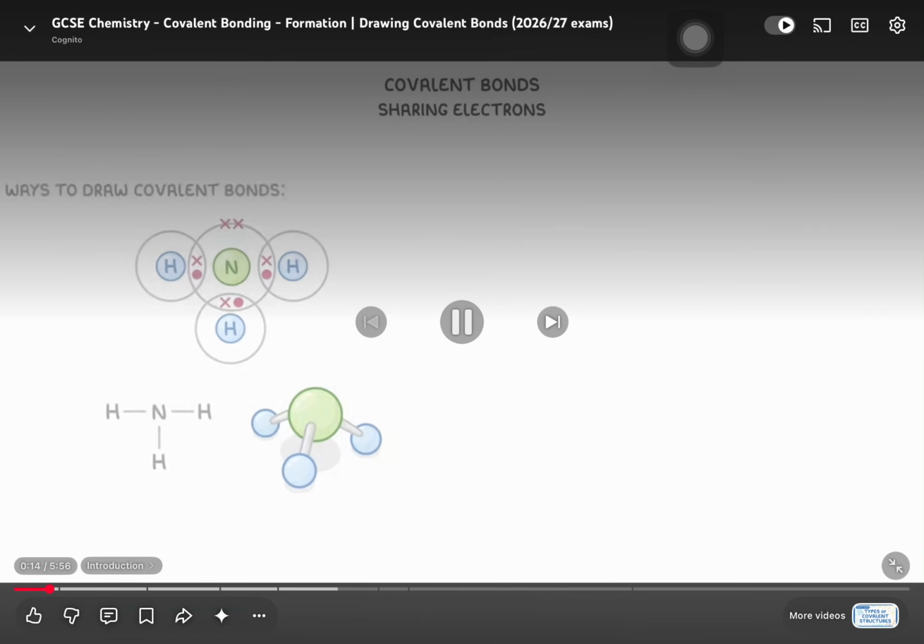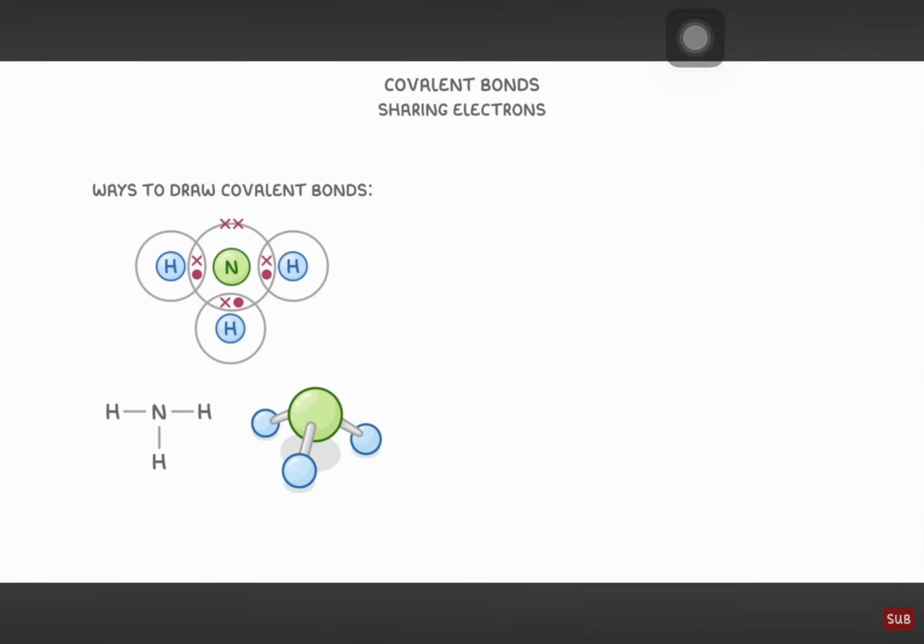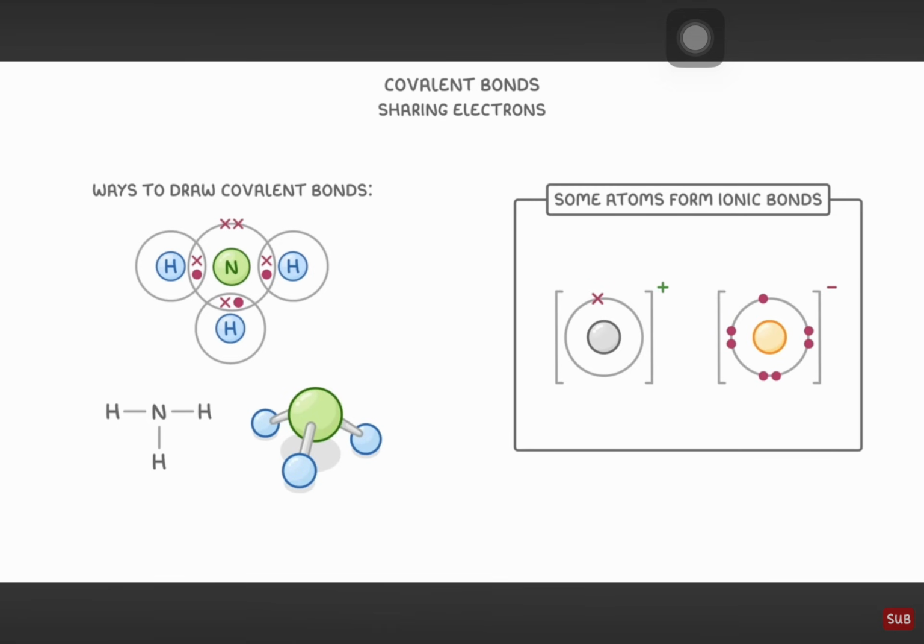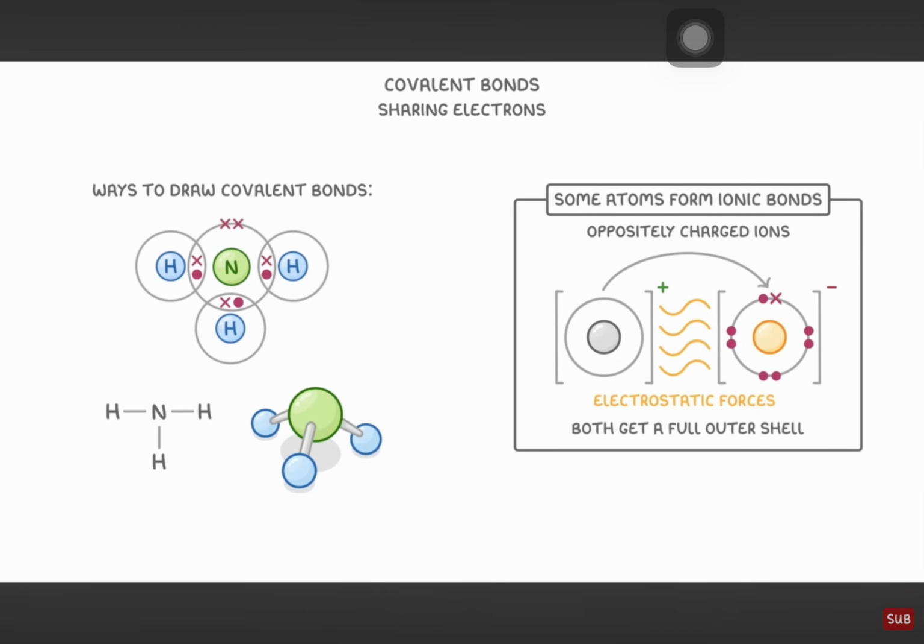And we'll also see all the different ways that we can draw these covalent bonds. To very quickly recap, we've already seen how some atoms can form ionic bonds by transferring electrons from one atom to the other. This makes oppositely charged ions that are then attracted to each other through electrostatic forces, which hold them together. And the reason that they transfer these electrons is so they both get a full outer shell.